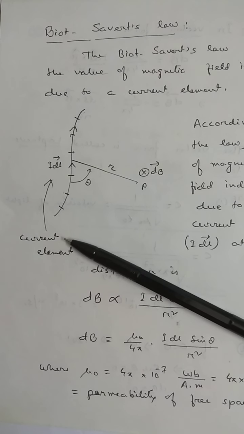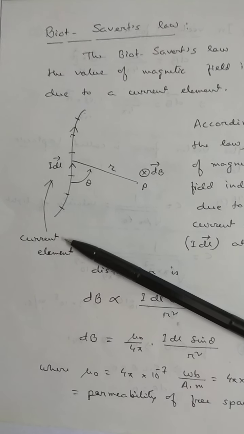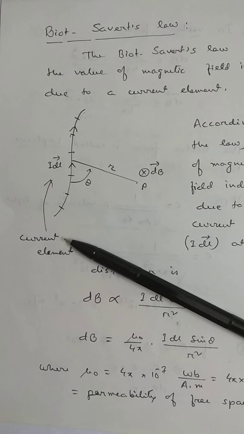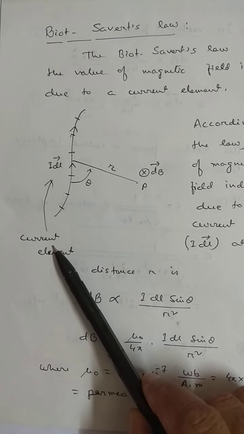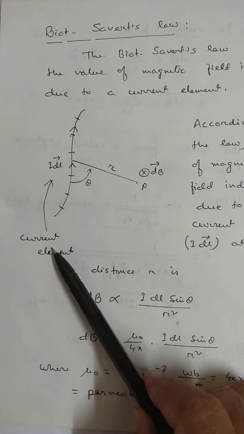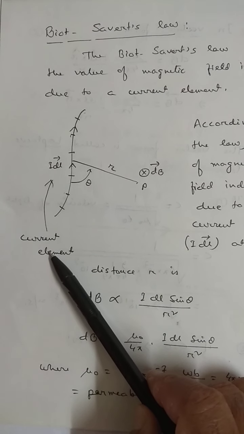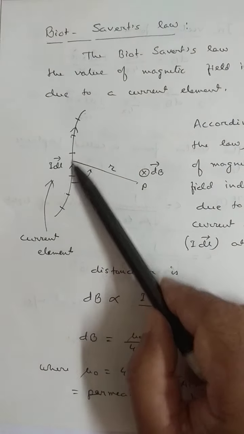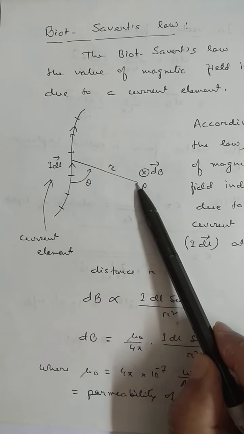It is not possible to get isolated magnetic north pole and isolated magnetic south pole under laboratory condition, and therefore it is better to say the source of magnetic field is a current element, not the magnetic pole, because magnetic monopole does not exist. So this is the current element. This is the center of the current element. I have to find out magnetic field induction at the point P.